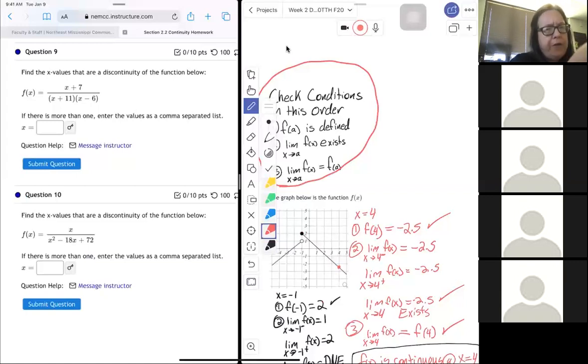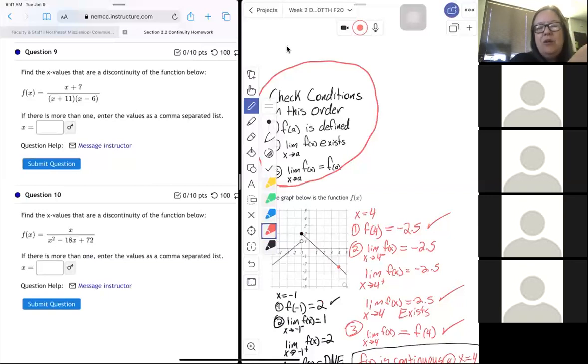So you'll factor first. Then you're going to set your factors equal to 0. Find out what x would give you 0 in the denominator. And then those are going to be those discontinuities. Okay. It says if there is more than one, which you'll get 2 on both of them. If there's more than one, enter the values as a comma separated list.